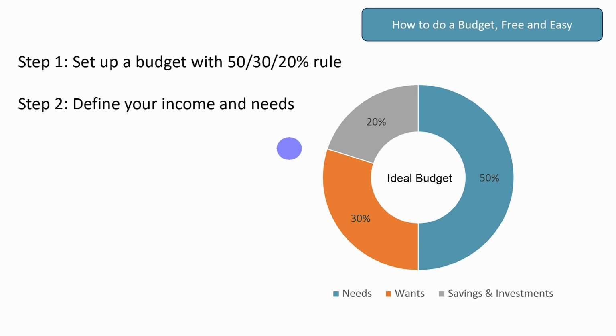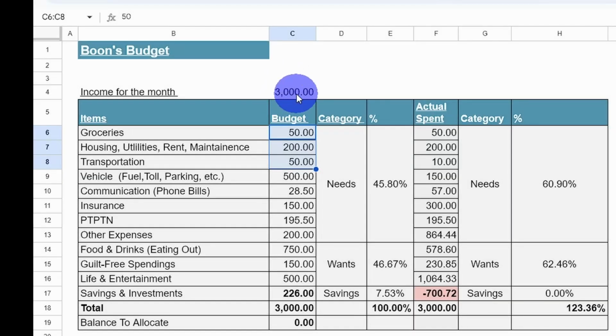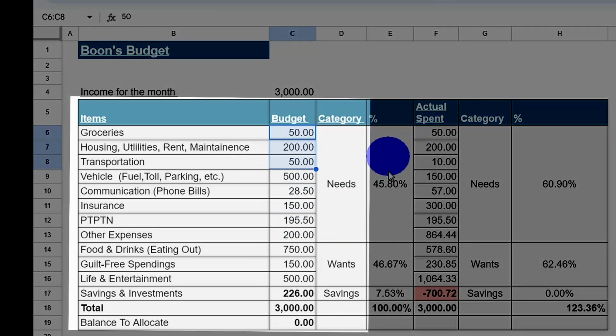Now, let me pull up the spreadsheet that I've created. Just input your income right here. And after you input your income, just input your needs in this category. For example, you have groceries, housing that includes your rent, transportation, vehicles, communication, phone bills, insurance, basically anything that is a necessity, just input in the budget column here.